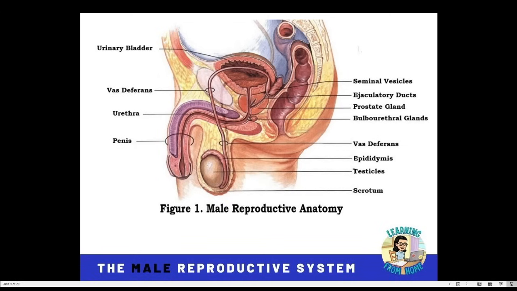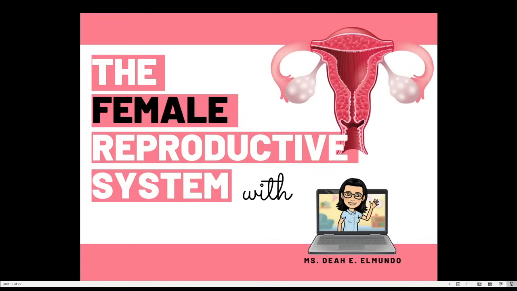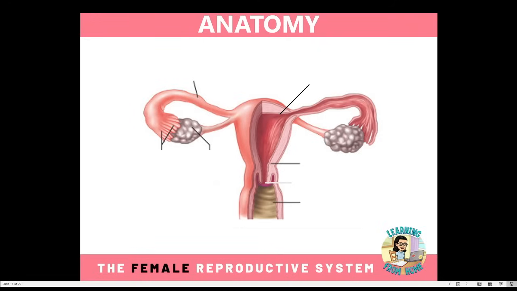Okay, so this picture is provided in your module. This serves as a summary of all the parts that we have discussed or I have shown you a while ago. Next, let's go to the female reproductive anatomy. Here, I will be showing you jumbled letters. I want you to guess what is the name of the part that is being shown to you. Well, first, these two parts refer to what? Okay, that is the ovary.